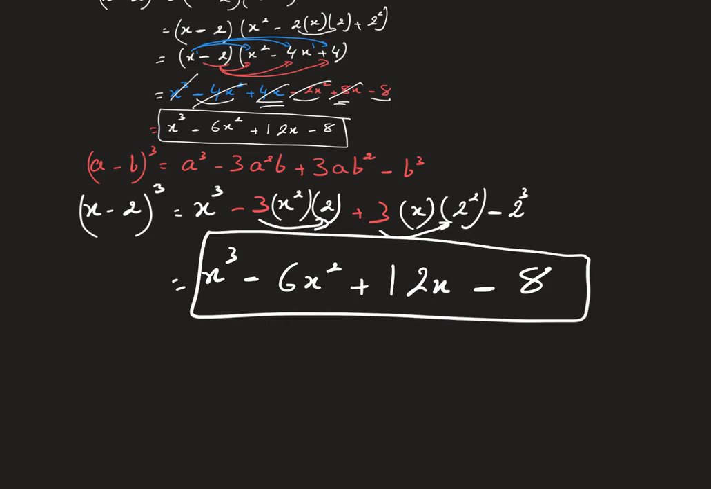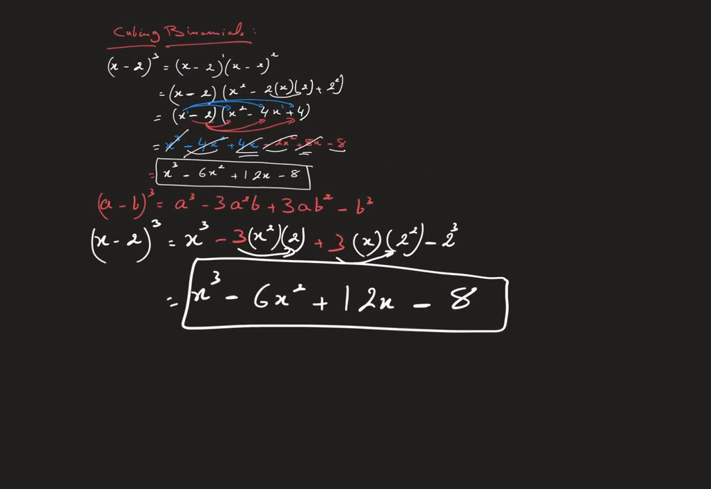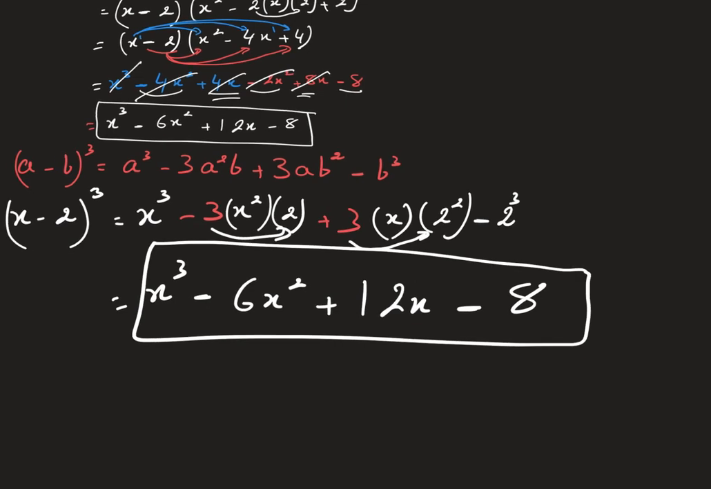So we just use the formula of cubing binomials, right? And as you can see here, this is the same answer as the first one, right?